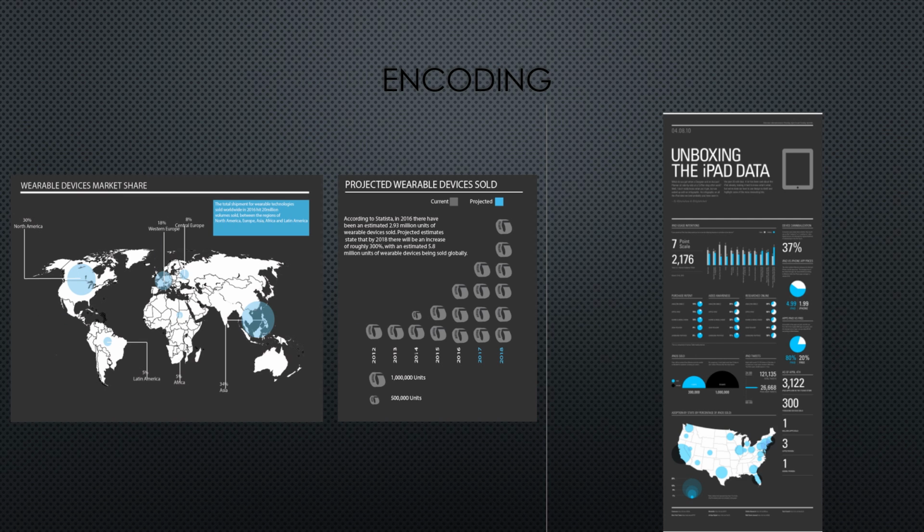I used encoding to demonstrate the market share of wearable devices by showing the percentage each continent had based on the magnitude of the circles. So if you can see, it's a little hard to see from these images, but I have 6 different circles, each representing different areas of the continent, and this is for the map on the left side. So as you can see, I have one for North America, Western Europe, Central Europe, Asia, Africa, and Latin America. And I removed Antarctica because there was obviously none.